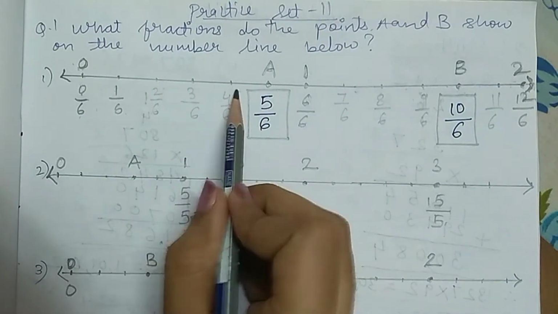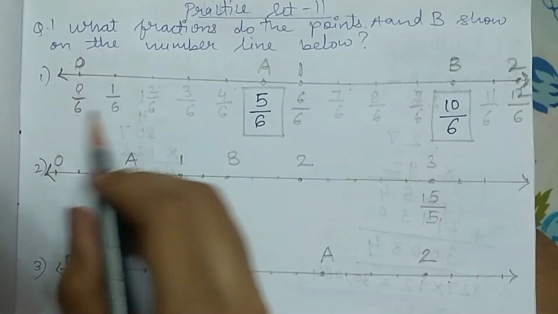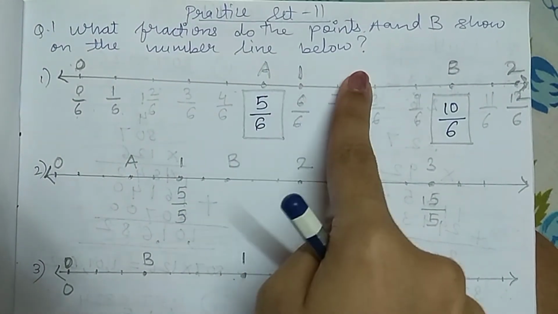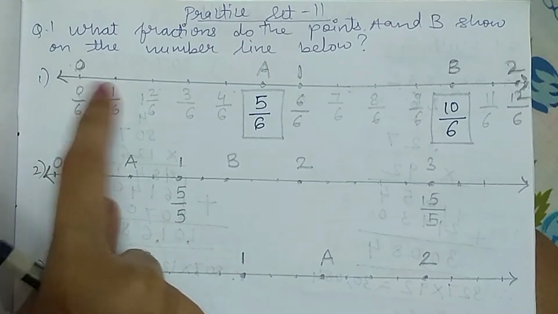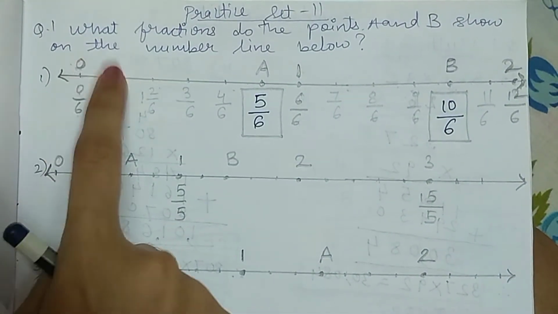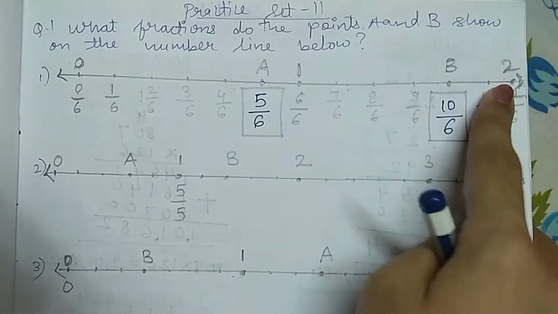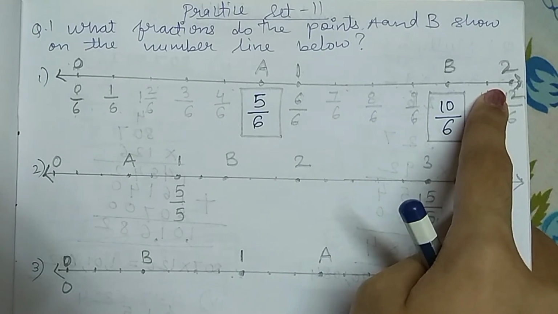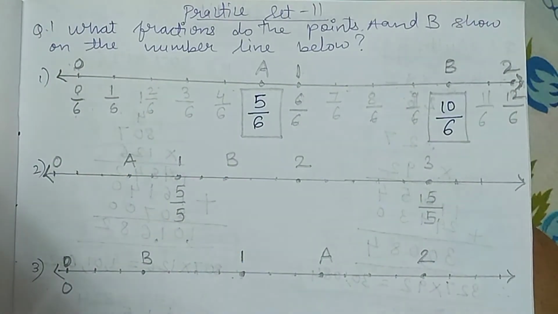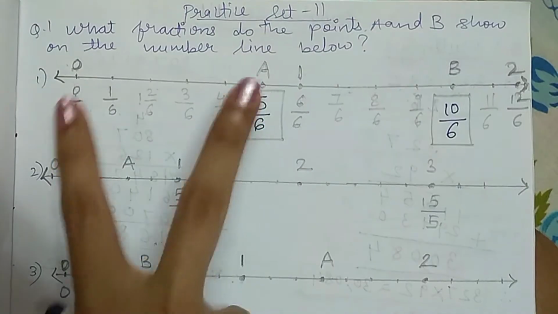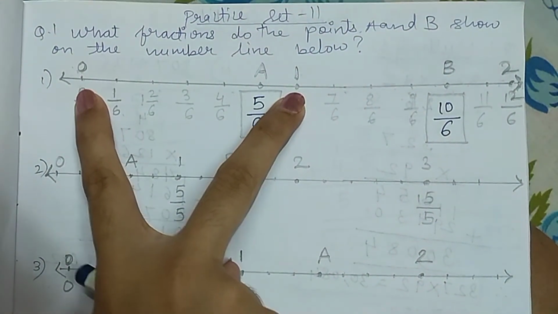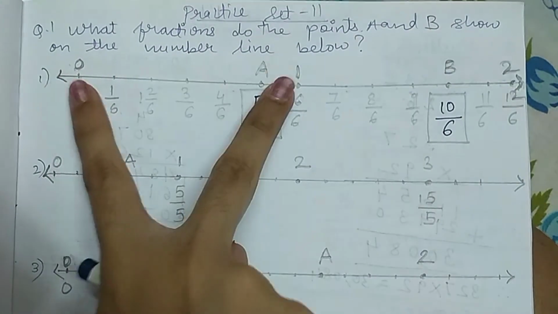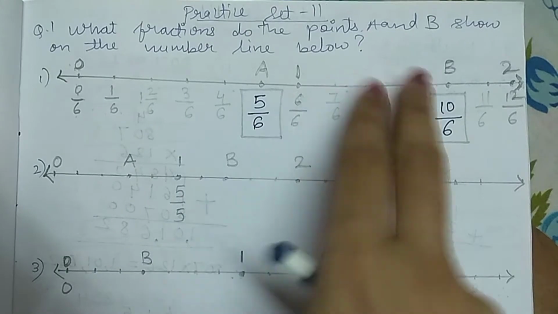Okay, and all these parts should be equally measured. Whenever we are drawing a number line, these parts should be of equal length. If you are taking a 1 centimeter gap, it should be a 1 centimeter gap only. If you are taking a 2 centimeter gap, it should be 2 centimeters. So the gap should be equal throughout the number line. See, 0 to 1, 6 gaps. Again 1 to 2, 6 gaps. So the gaps are also equal.